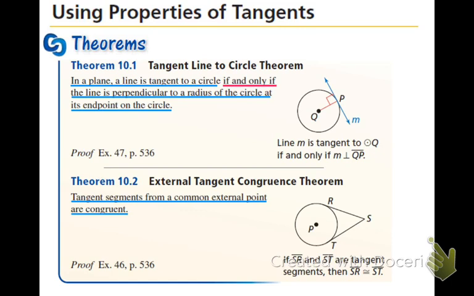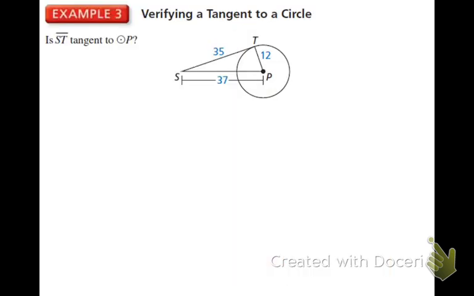Okay, so if 2 external tangents intersect at one point, the 2 lines that are formed are going to be congruent to each other. These are the 2 theorems that include math. The rest of it includes naming lines and chords and whatnot. So we are going to do a couple.